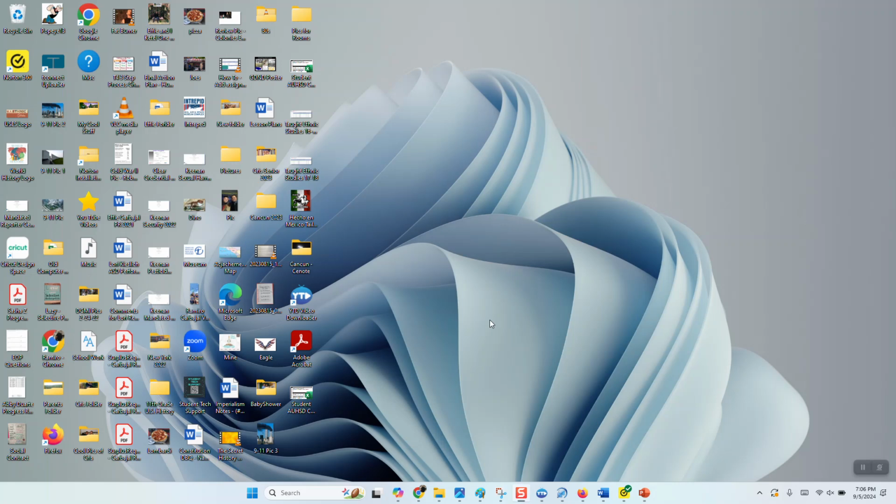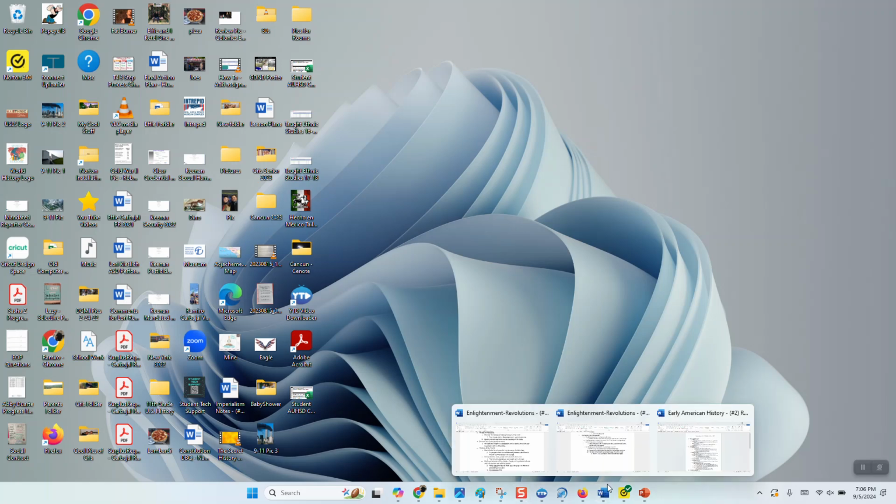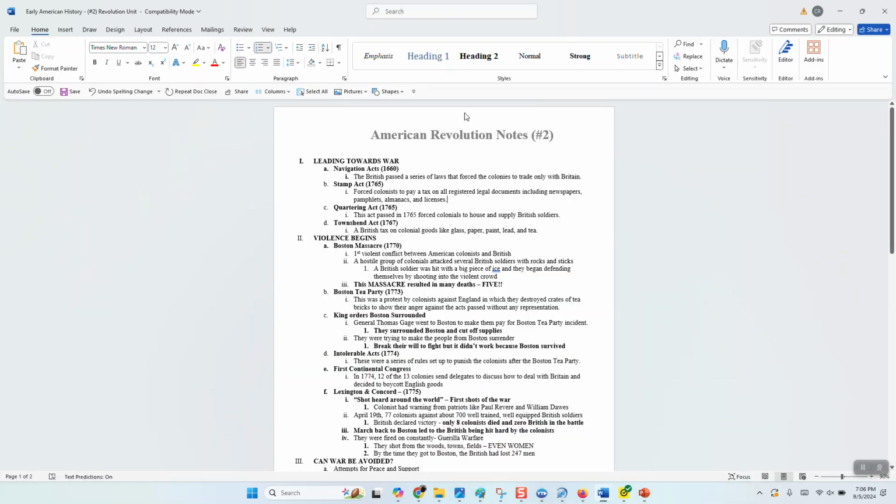So what is the information going to be about? That's going to be off of notes number 2 from your notebook, the American Revolution, Revolution notes number 2. All right, so you're going to take that information from notes number 2, section 1, leading towards war, which are these 4 things. As you see, there's 4 of them there. And then from section 2, violence begins, these 6 things. All right, because you see, 1, Boston Massacre, 2, Boston Tea Party, King Order surrounded, 3, Intolerable Acts, First Continental Congress, Lexington Concord. These 6 things from section 2. So if you have 6 here and 4 here, that's 10.